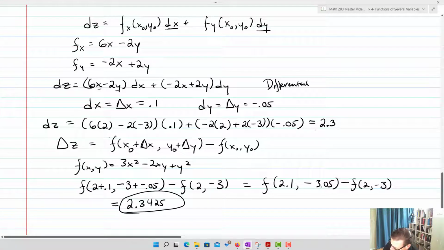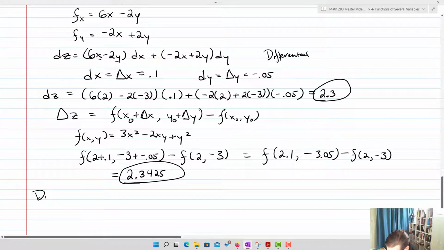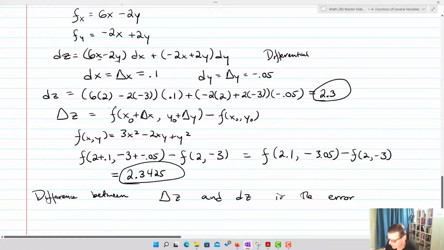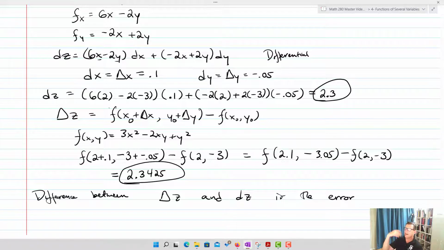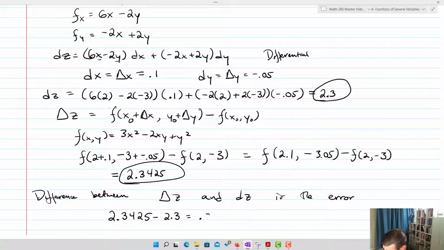And so that actually is not too huge a difference, right? This is the actual difference, delta z. This is the estimate using dz. What we're going to call the difference between delta z and dz is the error. Anytime we have an actual value and an estimate, the difference between the actual and the estimate is what's called an error. We've talked a lot about that in previous calculus classes, but it bears repeating: anytime we do estimates, we have an error. And so in this case, 2.3425 minus 2.3, that means our error is 0.0425.